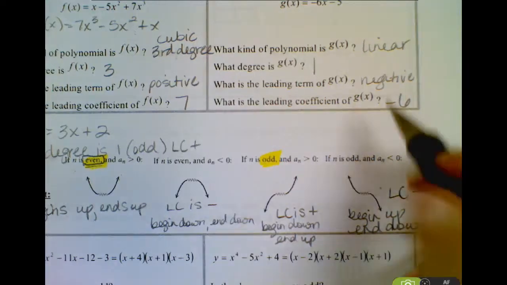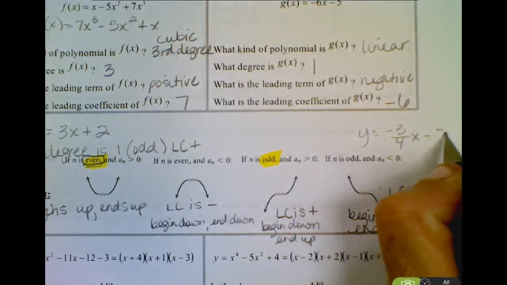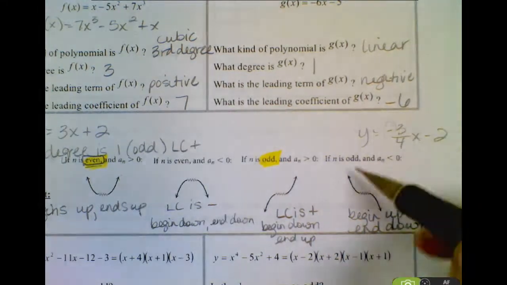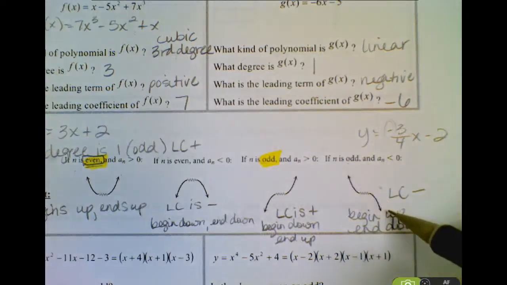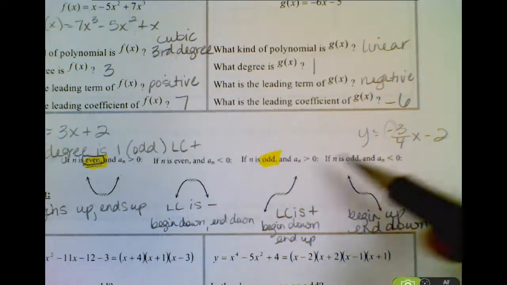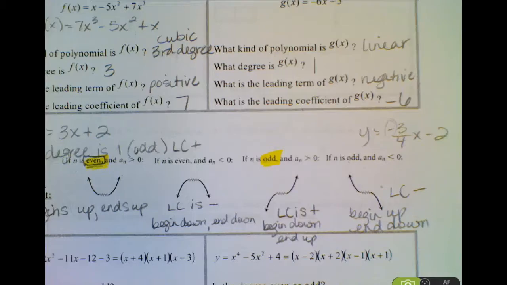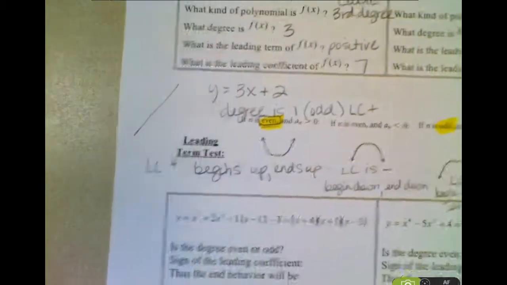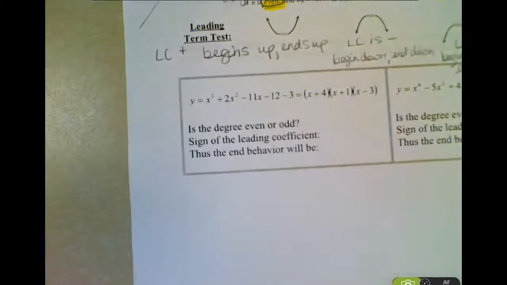Same thing as slope on a line. If the slope of a linear equation is negative, it would start up and end down, right? It would have a declining slope. It would be going downhill. Odd degree polynomials follow the same behavior. So for the two down below, we're just deciding what the degree is, what the leading coefficient is, and what the behavior is going to be.